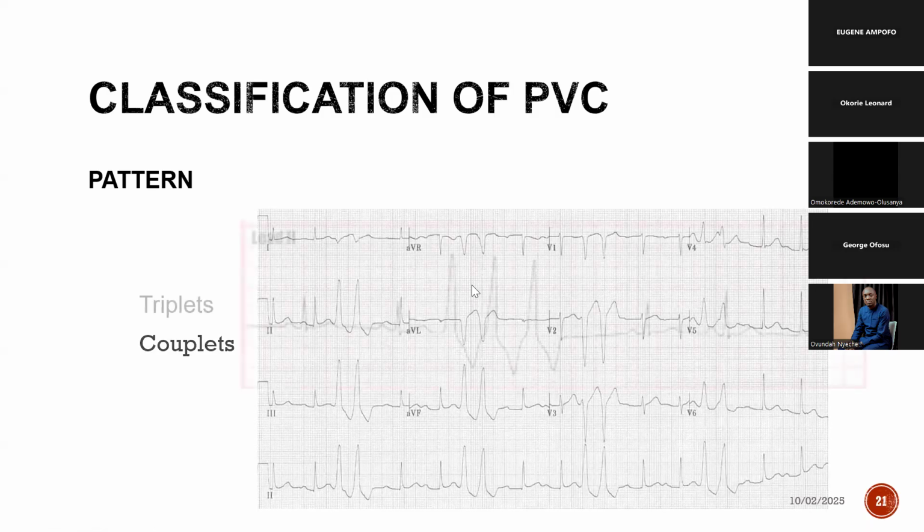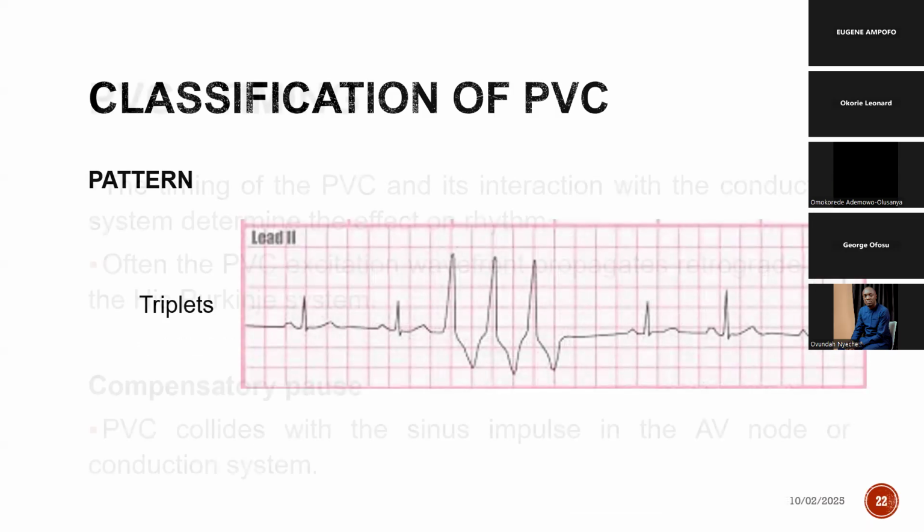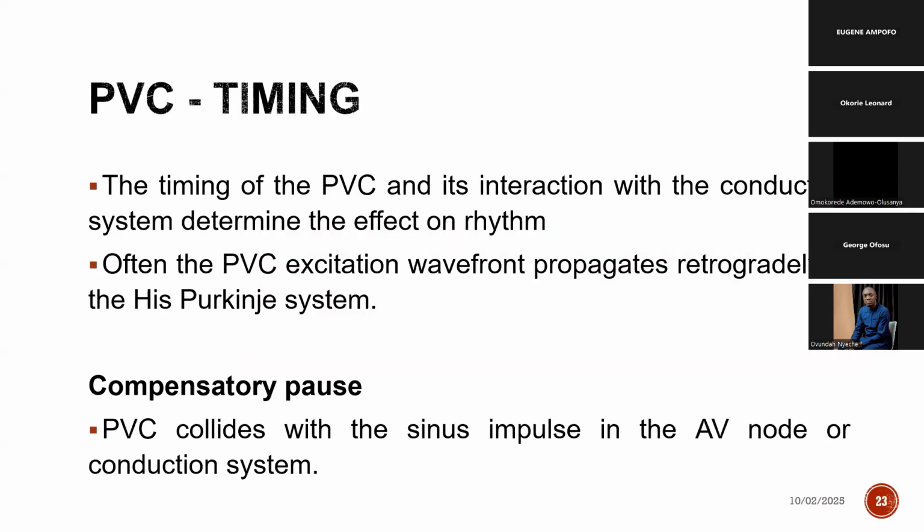So PVCs can also be classified based on the timing, by which time the PVC occurs with reference to the normal QRS complexes. So the timing of the PVC and its interference with the conduction system determines the effect on the rhythm. And often the PVC excitation waveform propagates retrogradely in the His-Purkinje system. So by timing, we have a compensatory pause.